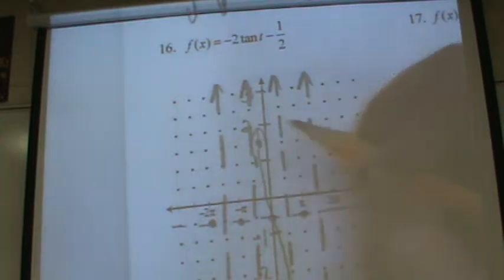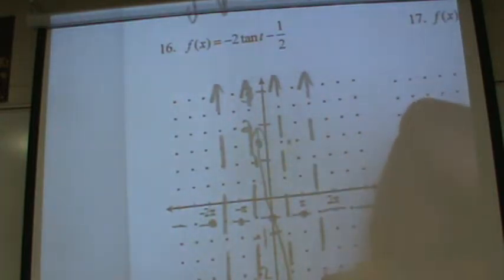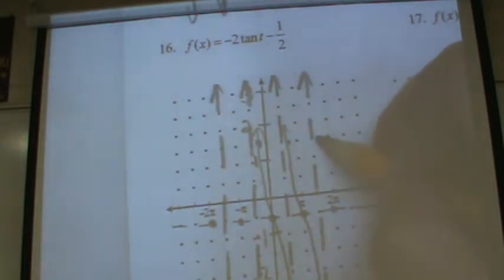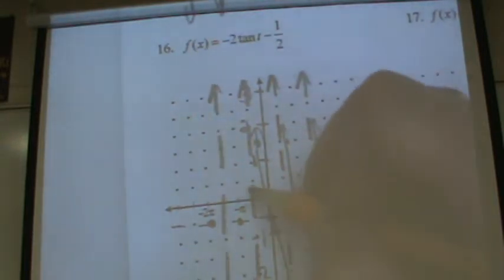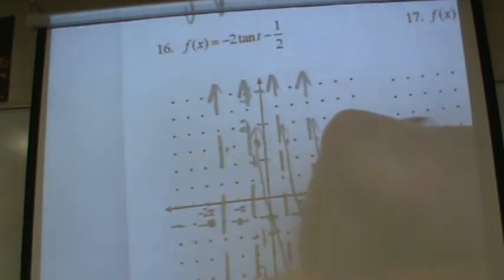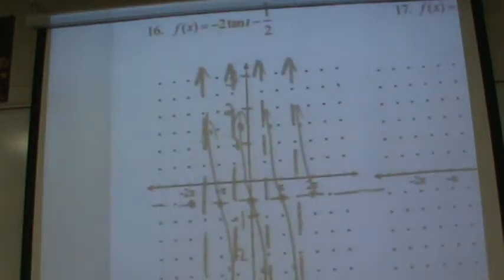That's a hard one to draw. It's kind of goofy. How's yours? It's, yeah, it's kind of hard. Do the best you can.